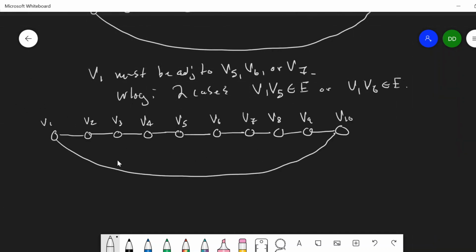All right, so here's my cycle again, and this is going to be case 1. We'll assume that V1 and V5 are adjacent. Well, V10 is also just degree 2 in the cycle, and so V10 is adjacent to some vertex also on the cycle. It's already adjacent to V9. It can't be adjacent to V8, that would produce a 3 cycle, or V7, that would produce a 4 cycle. It also can't be adjacent to V2 or V3, so it must be adjacent to V4, V5, or V6.